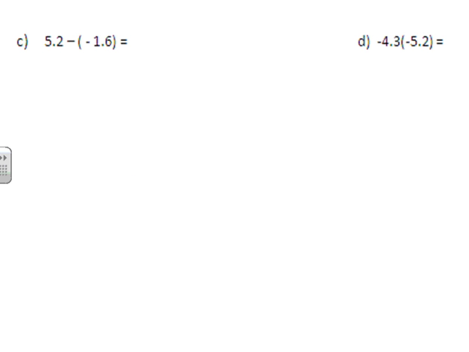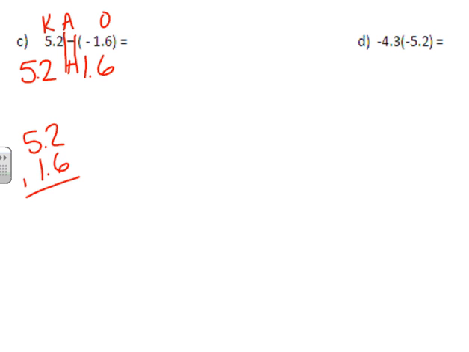Okay, part C, I am subtracting, so I'm going to use my subtraction trick to rewrite this equation. And I'm going to use keep, add, opposite. So that's going to change this into 5 and 2/10 plus 1 and 6/10. And then I can just add, line them up if you need to. And we're going to get 6 and 8/10 as our final answer on part C.